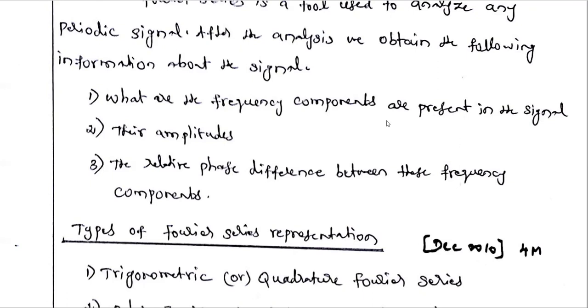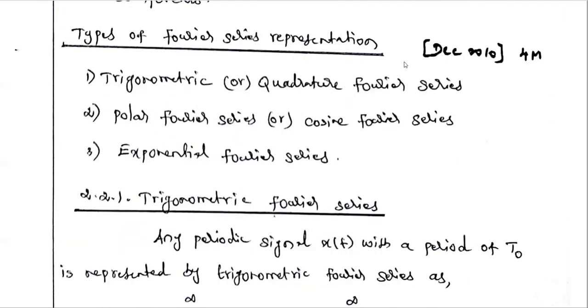In this Fourier series representation, there are three different types. In December 2010, a 4-mark question asked: what are the three different types of Fourier series representation, and give their formulas. This question may also come in 2 marks, and using these formulas we are going to solve the big part B problems.